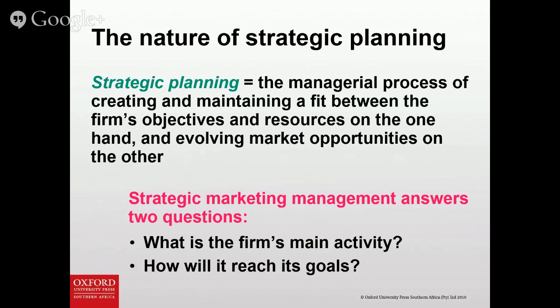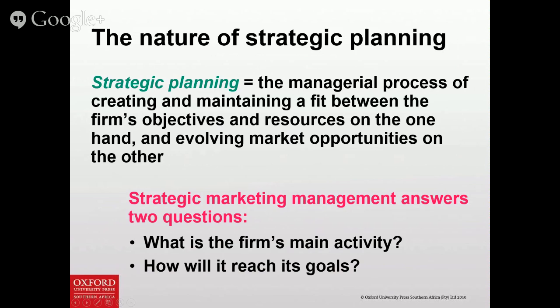Strategic planning is a managerial process of creating and maintaining a fit between the firm's objectives and resources on the one hand and evolving market opportunities on the other hand. So this is what the firm has, this is what the firm can offer on the one hand, and on the other hand this is what the market is all about, and this is what's in the market. And so how do we match those two things, bring them together into a coherent plan where the business, with its resources and objectives, can achieve what the market is looking for?